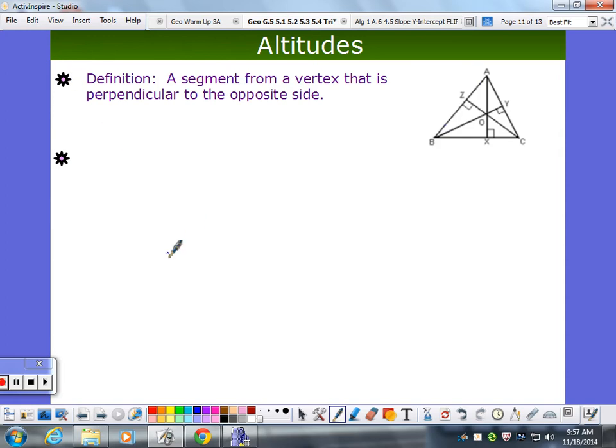So it's a segment from a vertex. You're starting from the vertex, and you're dropping a perpendicular to the opposite side. You do not necessarily get equivalents. They are not necessarily midpoints, only in special circumstances. So you're just dropping that, and it's how you measure heights in a triangle. Dropping a perpendicular. You can drop one from each of these vertices.